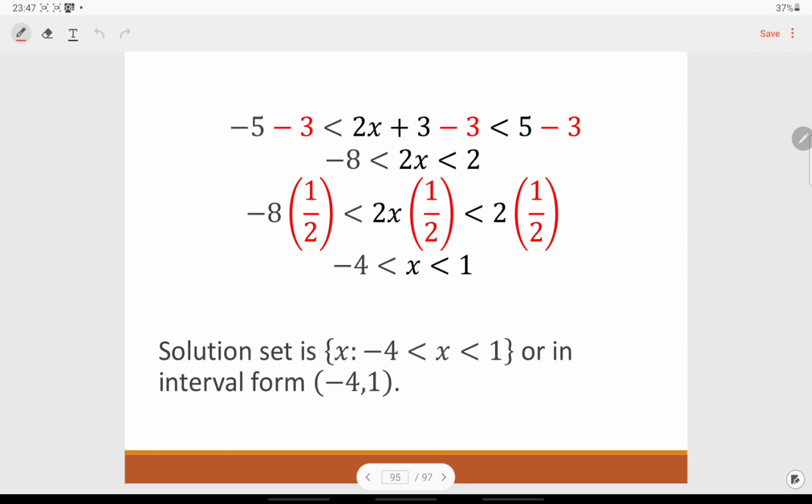First of all, we want to eliminate 3, so we subtract 3 from every item: minus 3, minus 3, minus 3. We can eliminate these two values, which become 0. So the remaining value is 2x greater than negative 8 and less than 2. And then we want to eliminate 2, so we multiply each item by half. So we come up with this range as the answer for the absolute value inequality.